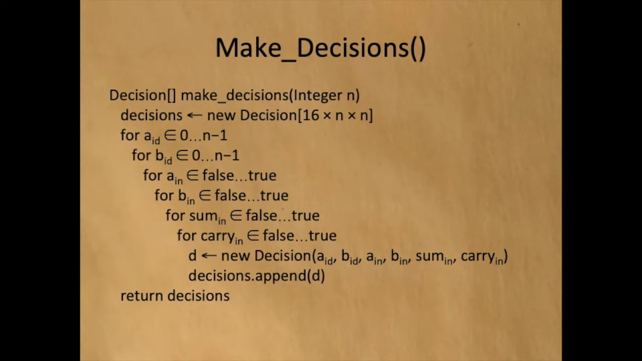Make decisions. The makeDecisions function creates an array of n by n boxes and each box has 16 decisions, one for each possible combination of AN, BN, SUMIN, and carry-in. The outer two loops enumerate each possible box of AID and BID. The inner four loops identify each possible combination of AN, BN, SUMIN, and carry-in. Inside the loop, it creates a new decision for each one and appends that to the array of decisions, and finally returns the array.